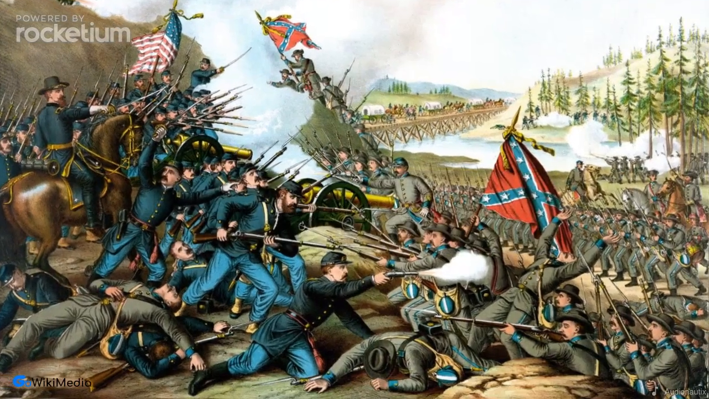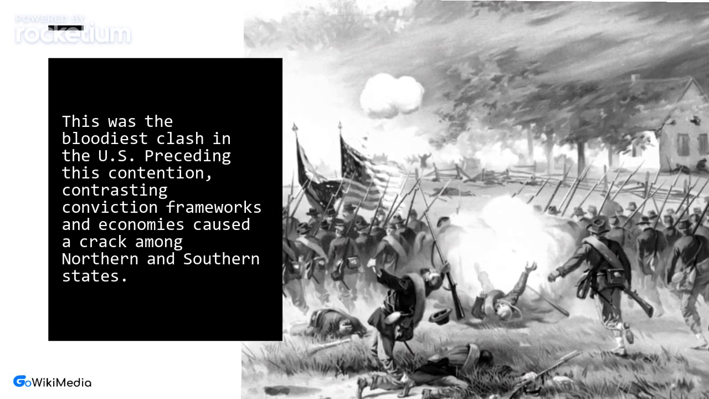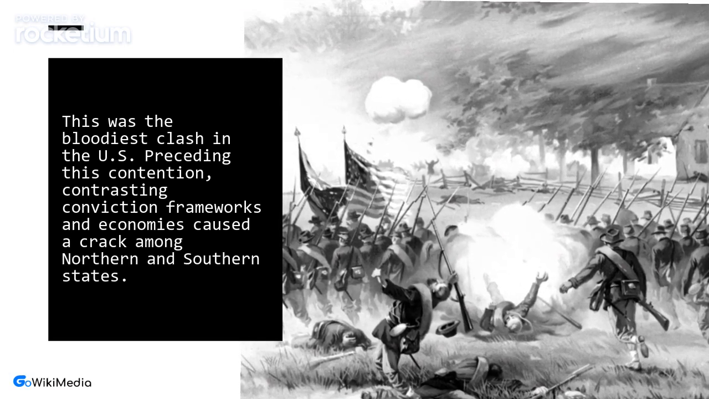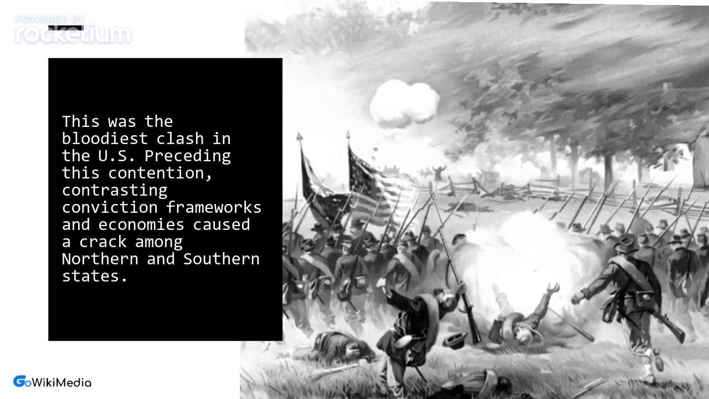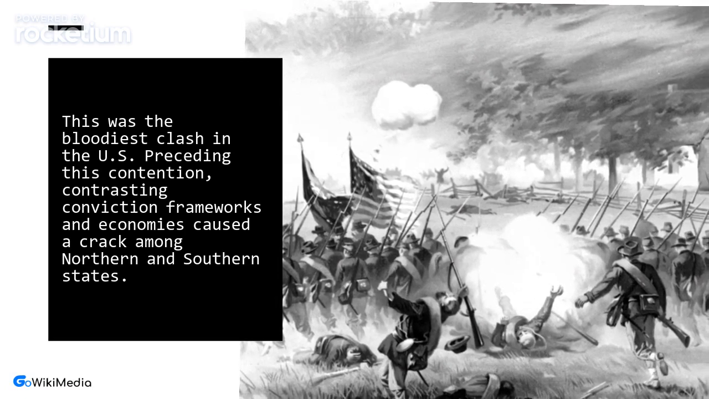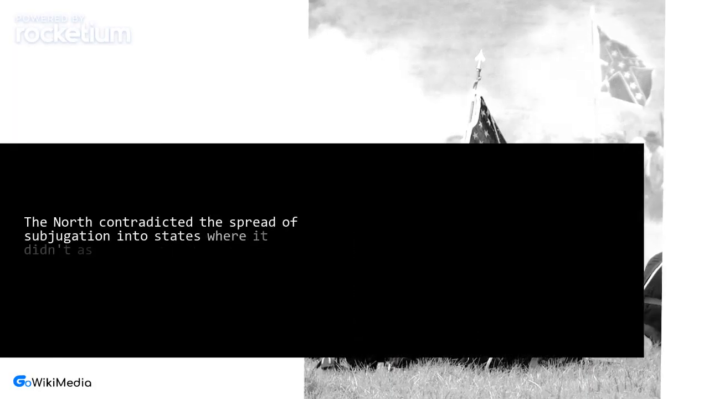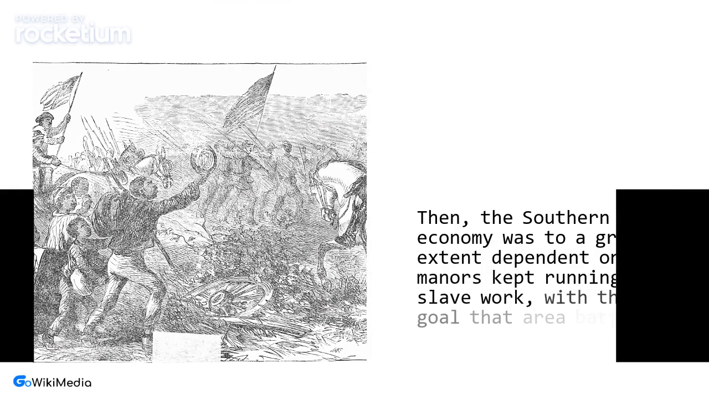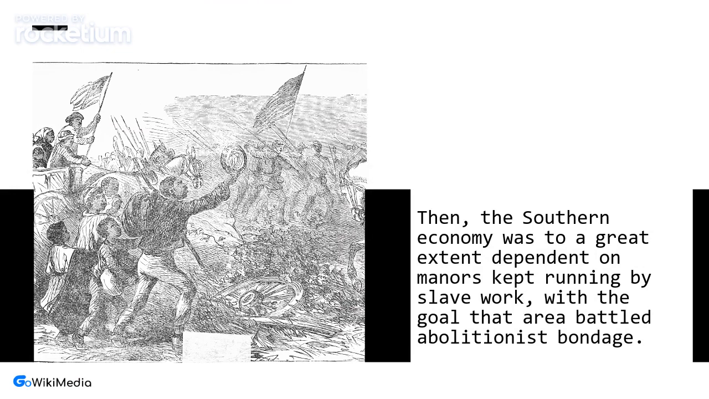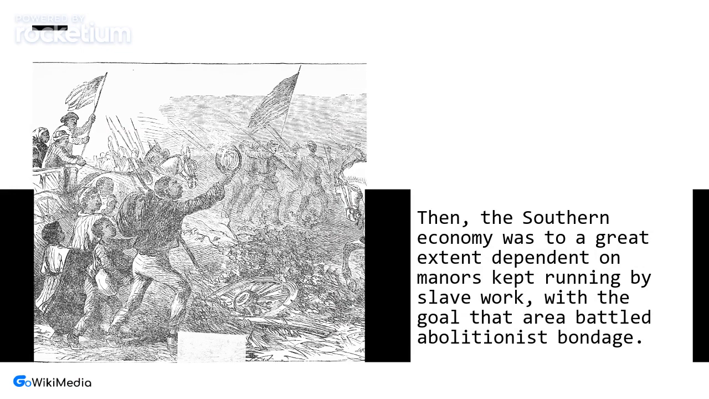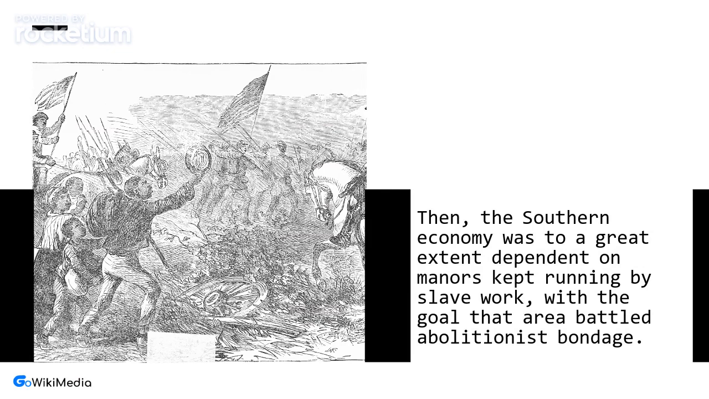American Civil War. This was the bloodiest clash in the U.S. preceding this contention. Contrasting conviction frameworks and economies caused a crack among northern and southern states. The North contradicted the spread of subjugation into states where it didn't as of now exist. Then, the Southern economy was to a great extent dependent on manors kept running by slave work, with the goal that area battled abolitionist bondage.